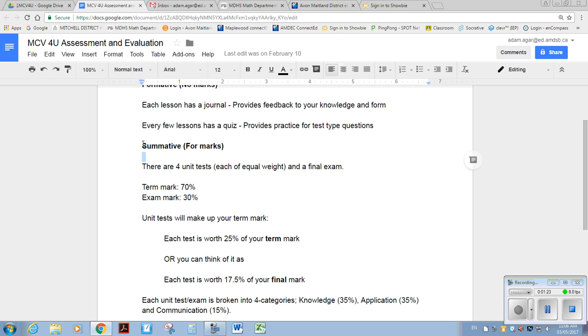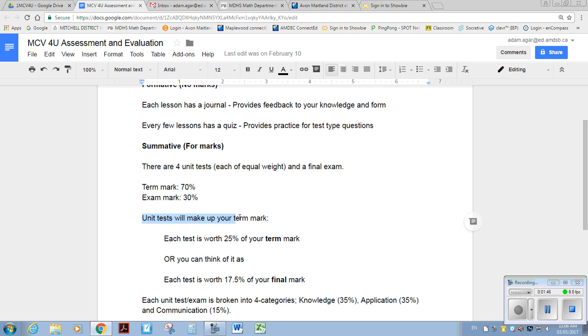Now, summative. This is where your marks come from. There are 4 units in the calculus and vector test. They are equal weight. Each one will be equal weight on the final exam as well. Your term mark, so based on 4 tests, 70% will be your term mark. Your exam is worth 30%. I believe that's probably pretty standard across the province.